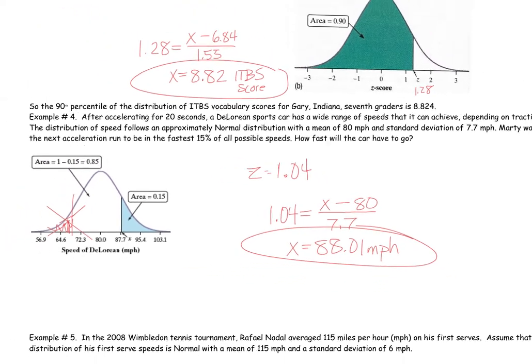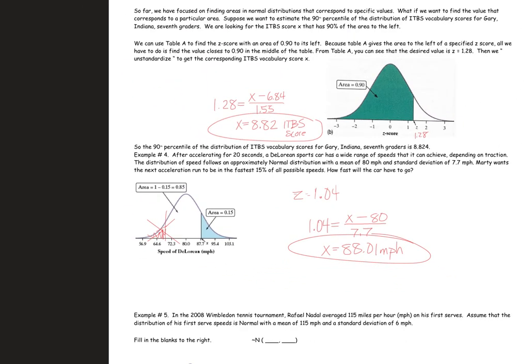So if he were to be able to achieve that speed, he would be at the 85th percentile. Anything above that essentially is the top 15%. Again, if you want to put that interpretation in your notes, to achieve the top 15% of speeds, he would need to go 88.01 miles per hour or faster, right? So there we go.